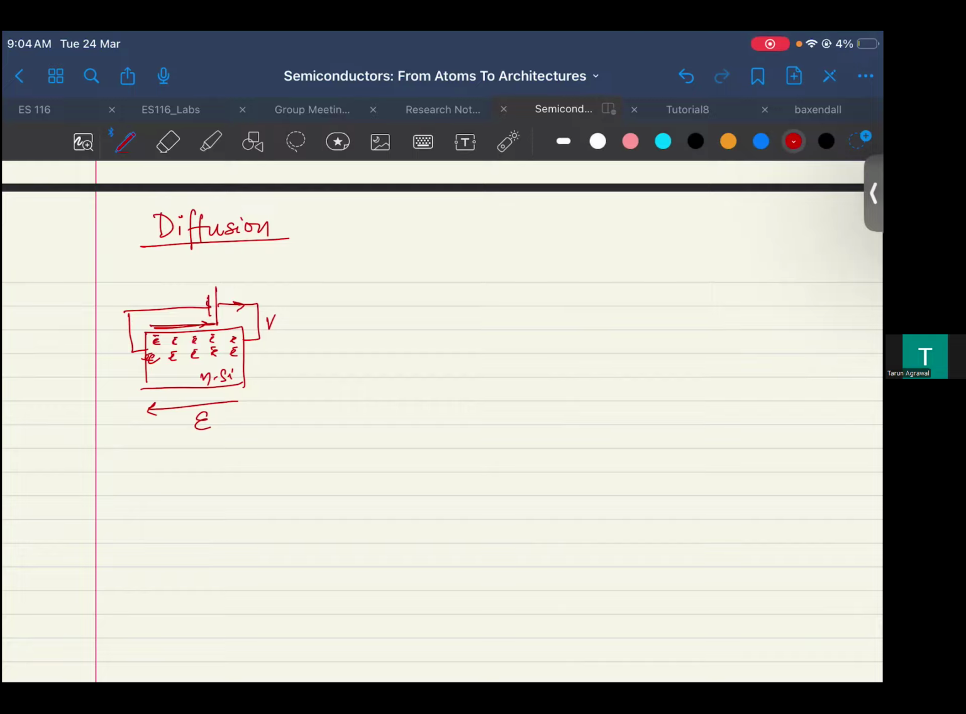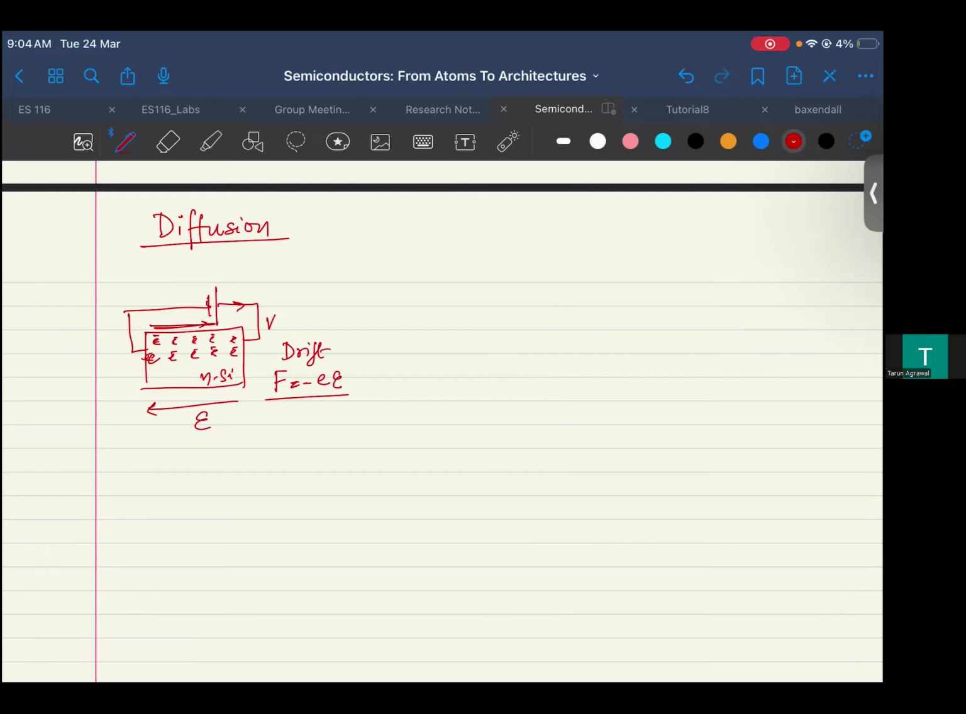And this, we said, is due to drift, because there is a drift applied by this force, the electrostatic force on the charge carrier. So this is a very straightforward way that we see this happening.